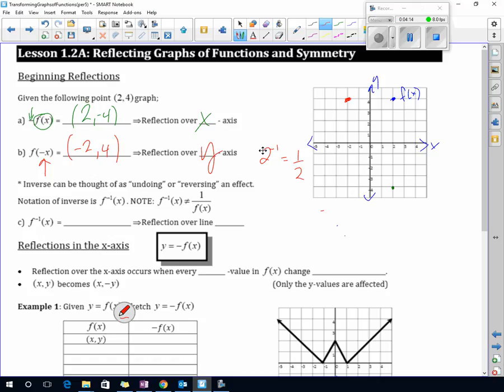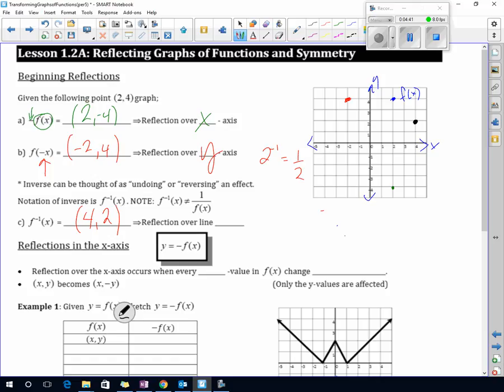Okay, so 4, 2 is right here. We're still talking about the original function 2, 4. So what is that a reflection over? Which line? Yeah, the diagonal. Do you remember what that equation was? Y equals x.